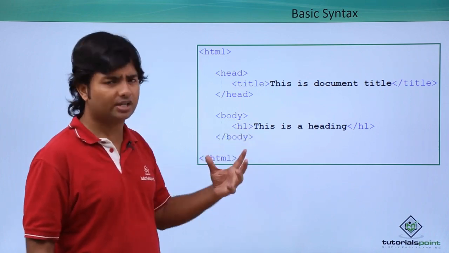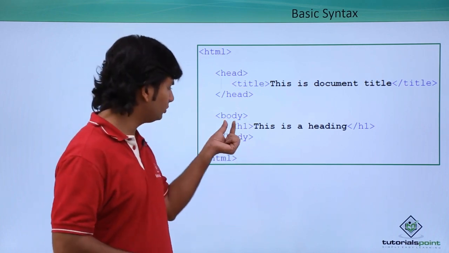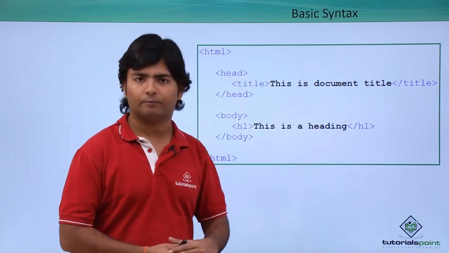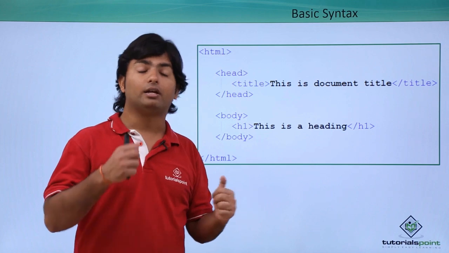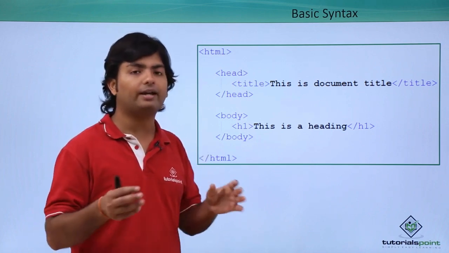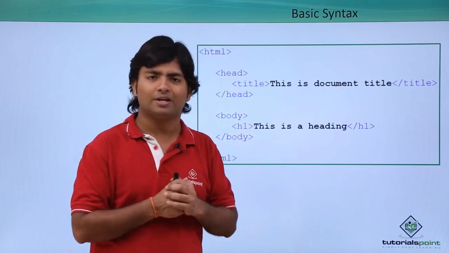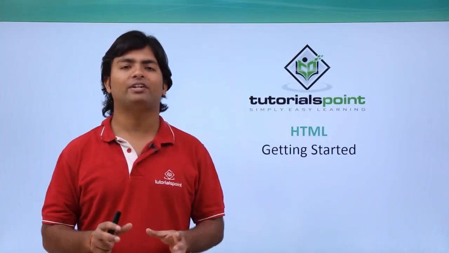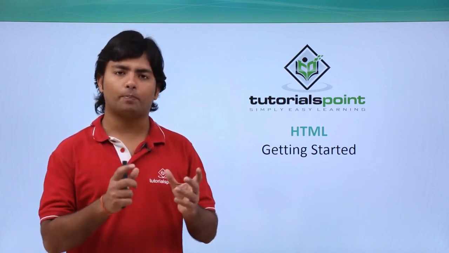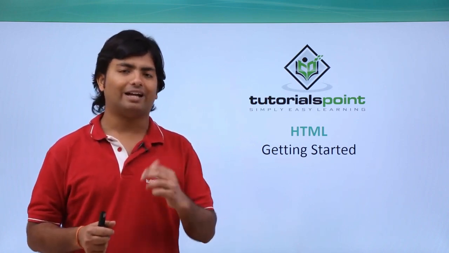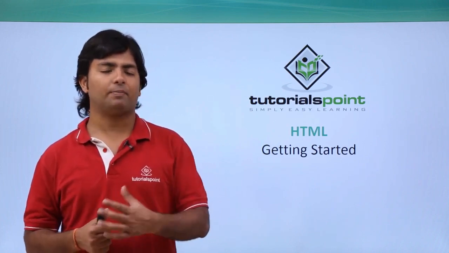H1 is the biggest heading. We will see some more headings in our coming video. So H1, this is heading. When we save this document with the extension HTML, we can open it in the browser and then see the output of this web page. We are going to start the implementation. In this video, I'm going to use Notepad++ as a text editor, as I am a Windows user, and Google Chrome as my browser.